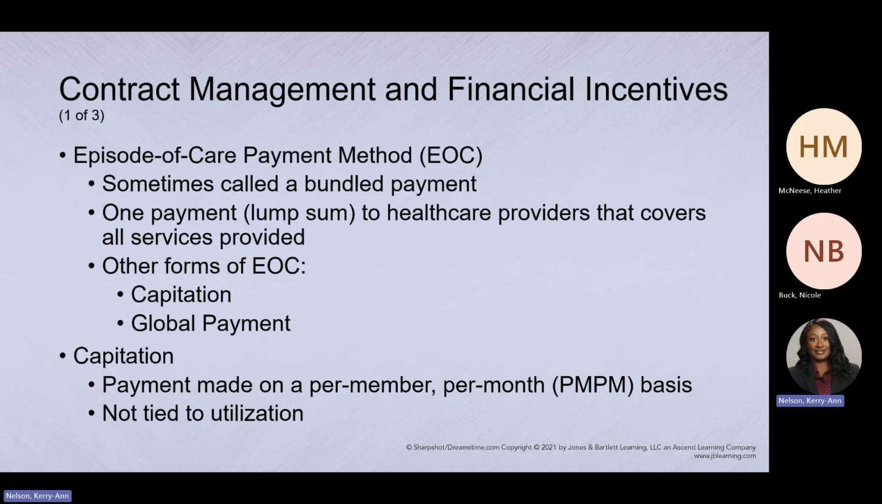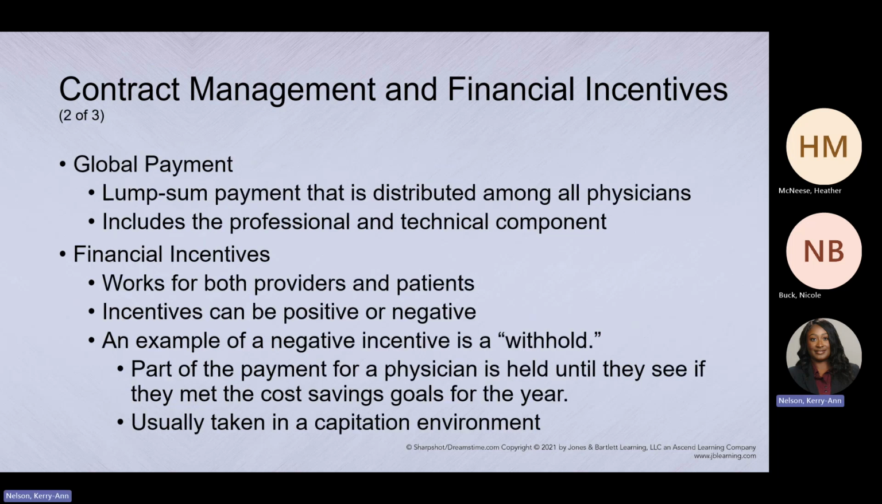So the episode of care payment method, EOC, which is sometimes called a bundled payment. This is where one lump sum of payment is sent to the healthcare providers and covers all services that are provided. Other forms of this episode of care payment can include capitation or global payment. Capitation is a payment made on a per member per month basis, and it's not tied to utilization. Global payment, on the other hand, is a lump sum payment that is distributed among all physicians. It includes the professional and technical component.